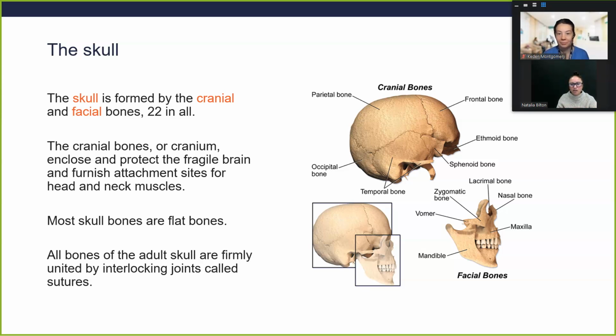The bones in the skull are joined together by really hard joints. They are pretty much cemented in. These joints are super hard to pull apart.